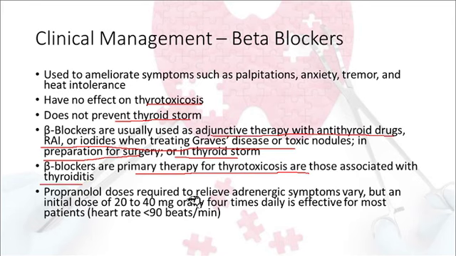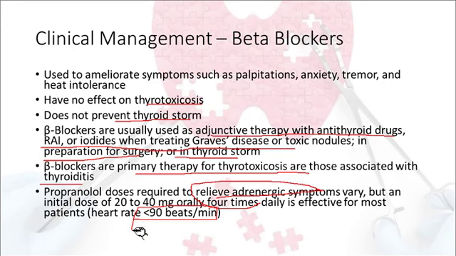Propranolol doses required to relieve adrenergic symptoms such as tremors, heat intolerance, palpitations, and anxiety vary, but the initial dose is somewhere between 20 to 40 milligrams given 4 times a day and is effective for most patients to achieve a heart rate of less than 90 beats per minute. Younger or more severely thyrotoxic patients may require much higher daily doses in the region of 240 to 480 milligrams per day, perhaps because of their increased clearance of the drug itself.